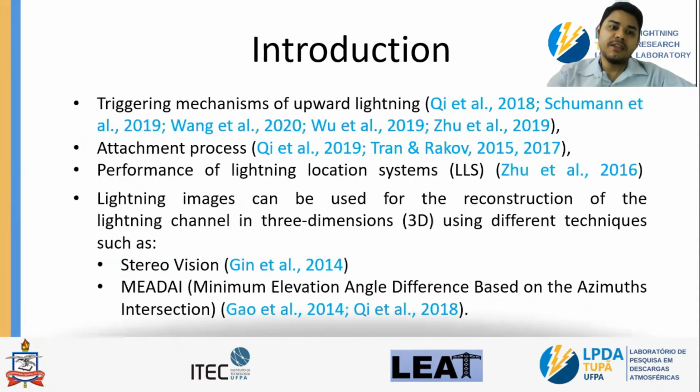More recently, light records in the visible spectrum have been used to study different lightning processes, including the triggering mechanisms of upward lightning, the attachment process, and the performance of lightning location systems. Lightning images can also be used for the reconstruction of the lightning channel in 3 dimensions using different techniques, such as stereo video or the medial elevation angle difference based on the azimuth intersection.